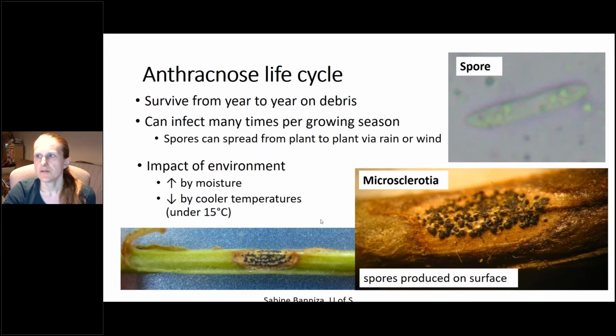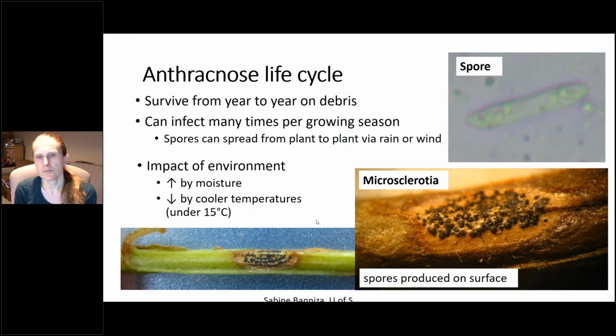Then within a growing season, anthracnose can infect multiple times. As the lentil plants grow and get infected, the fungus reproduces and produces spores. Within one season, those spores can be dispersed to other neighboring plants, germinate and reinfect, and again reproduce and multiply. That allows the fungus to increase within a single season.